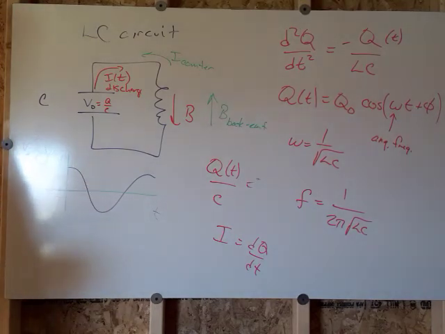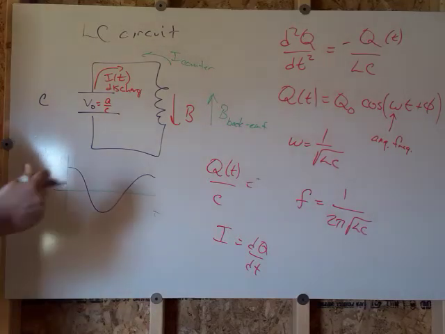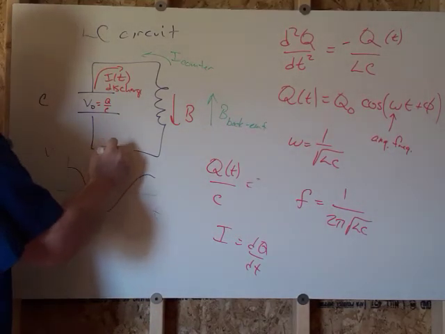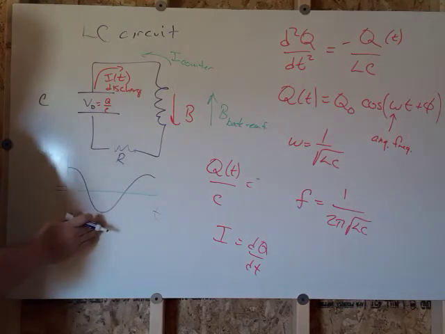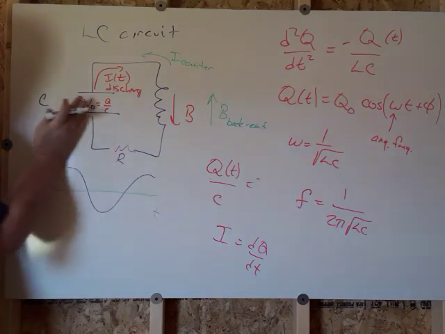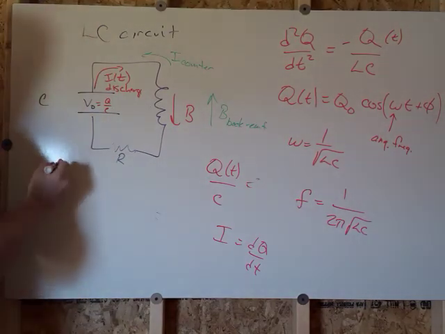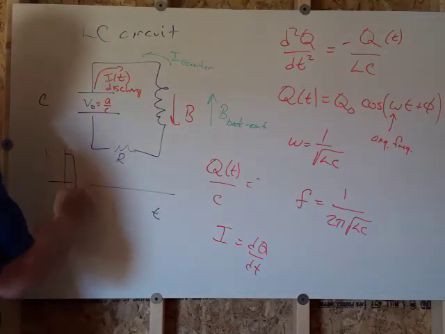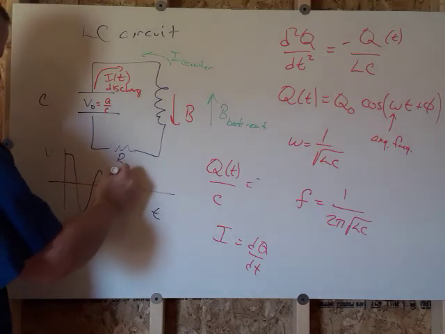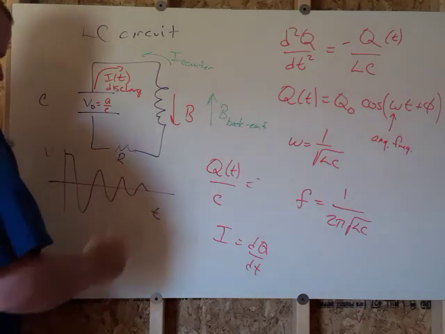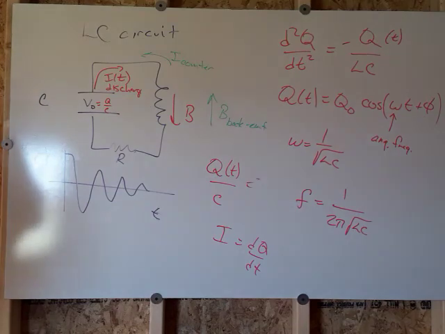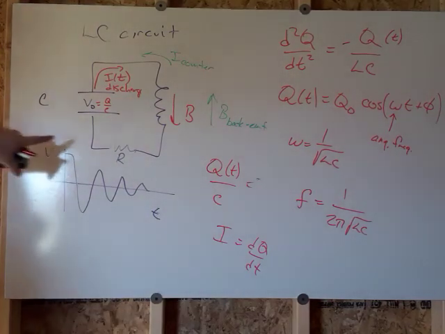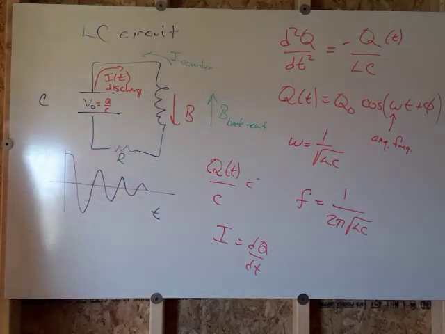Now, the problem is real circuits down here also have a little bit of resistance. And so on this curve, what we end up with is more of a decaying sine function. But you can get around that. What you do is you put something in here that amplifies your signal. You have to get an amplifier.